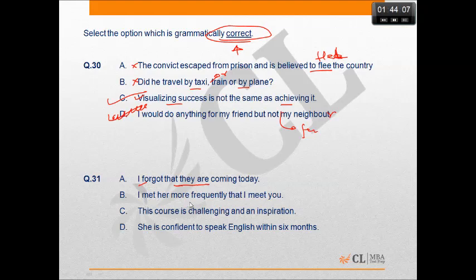I met her more frequently than I meet you. I meet her more frequently than I meet... This is incorrect. Choice B is incorrect. This is grammatically incorrect, so this cannot be the correct answer. This course is challenging and inspiring. Parallelism tells us this is also incorrect. She is confident to speak English within 6 months, confident of speaking English within 6 months. So I will go with A.